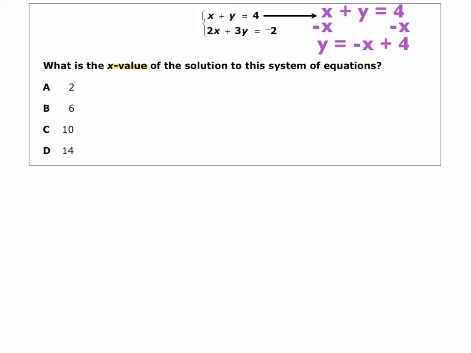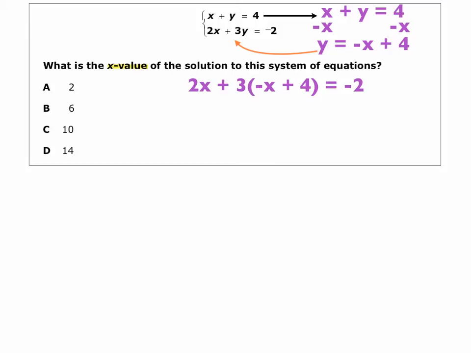Now what I'm going to do is take negative x plus 4 and plug it in for y into the second equation that they gave me in the system. So I'm going to have 2x plus 3(negative x plus 4). That's where I've substituted in my expression for y, equals negative 2.